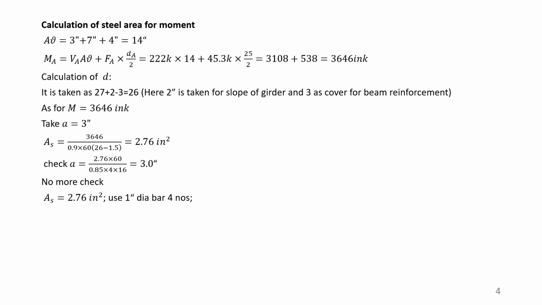And for the moment MA, the center of the load is at the center of the bearing pad, and this AB is equal to 14 inch. That's why the moment will be the force times 14 inch. The force was 222 kip, as we have earlier calculated. And this moment term is 14, and the next part is 43.5 into 25. 43.5 is the FA value.